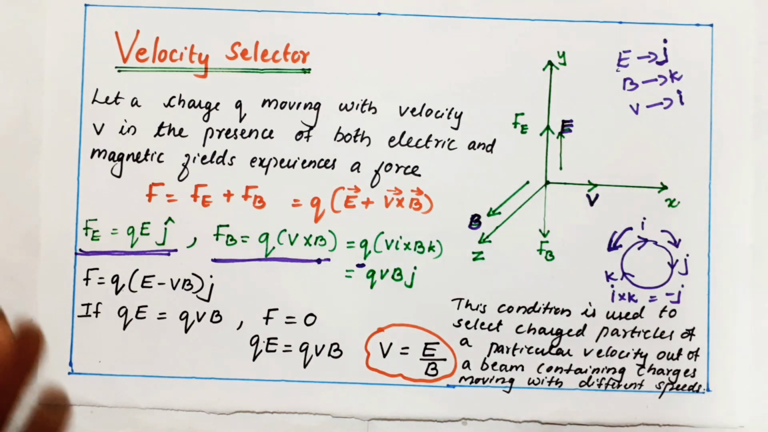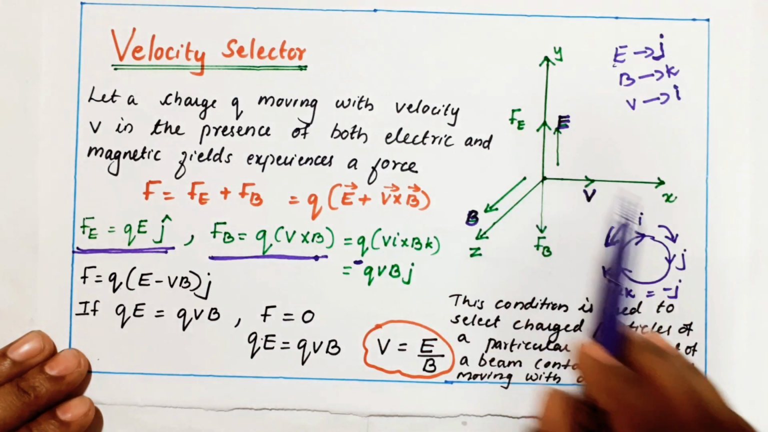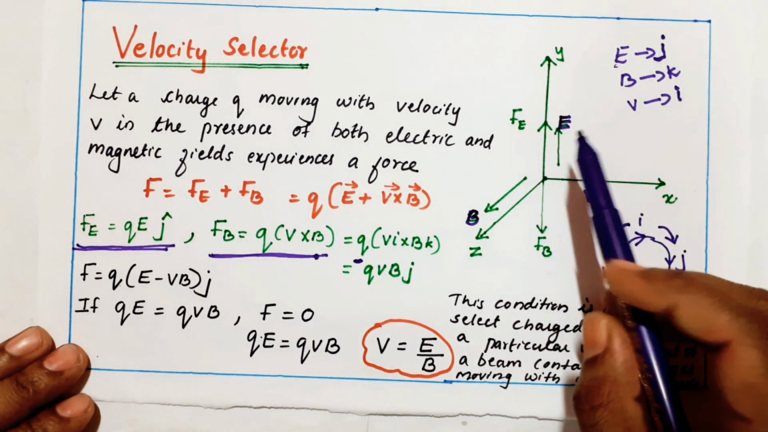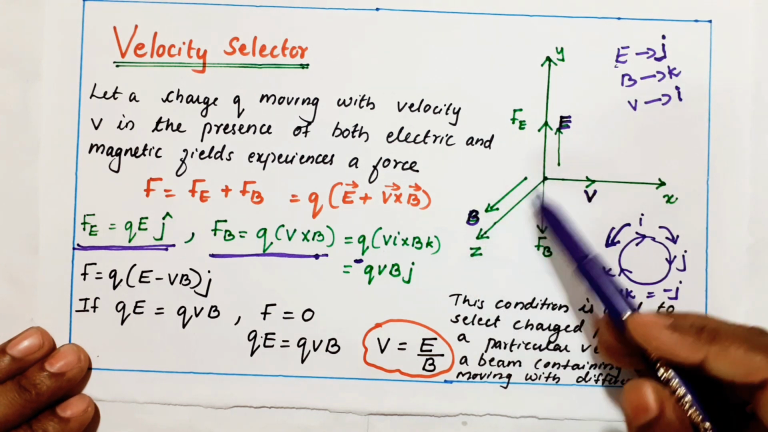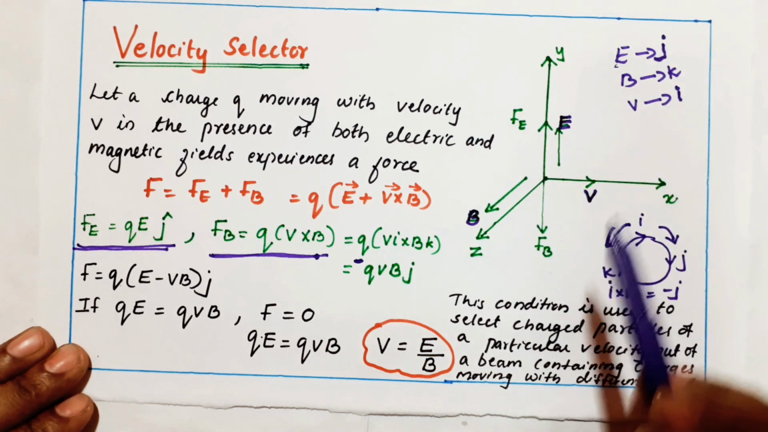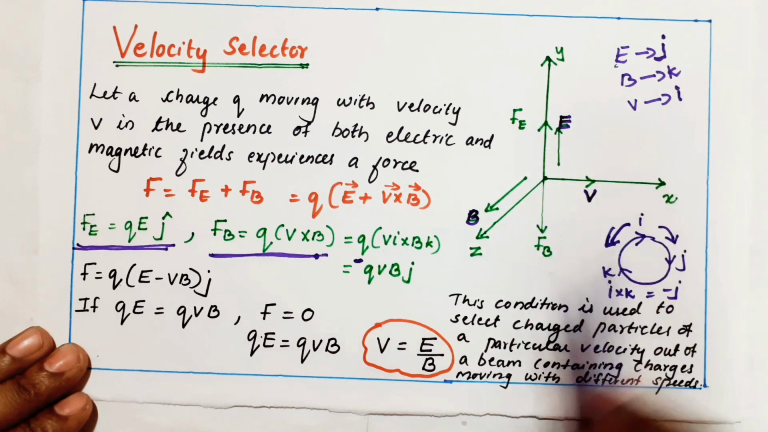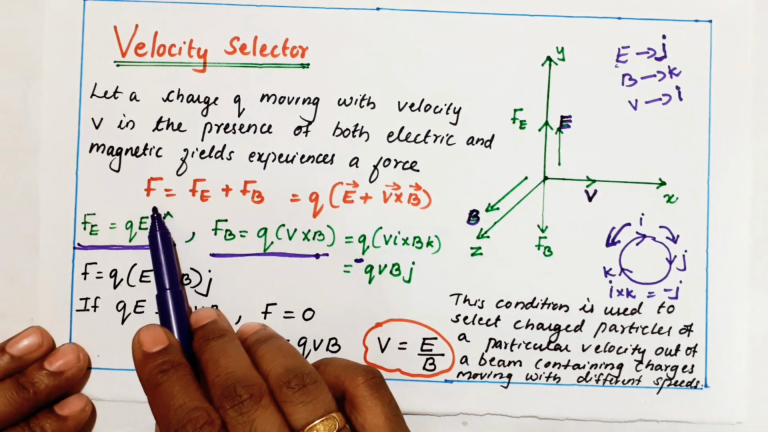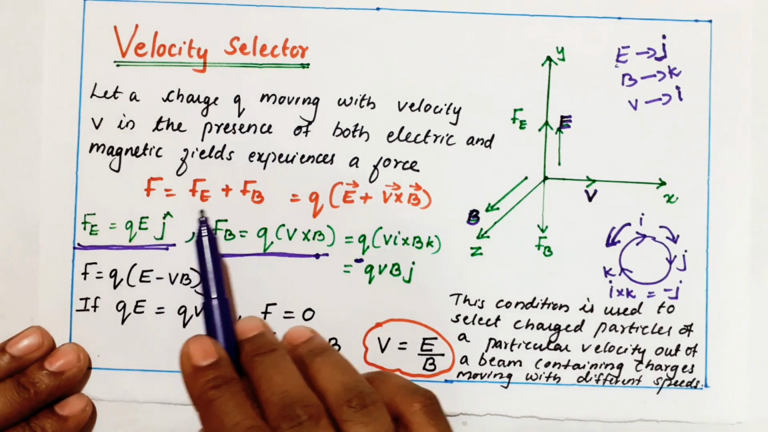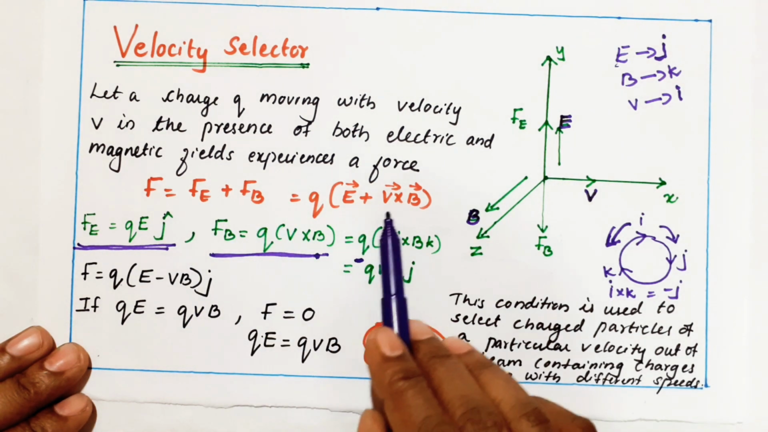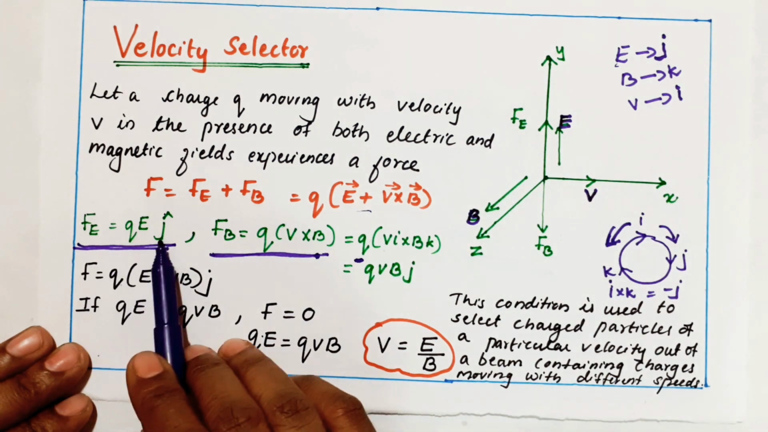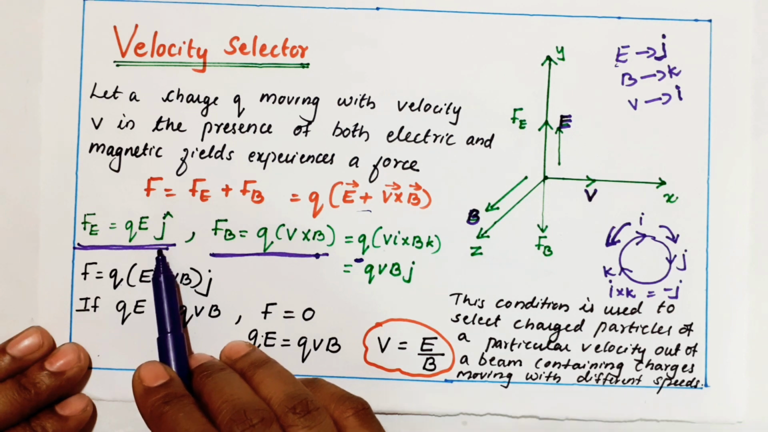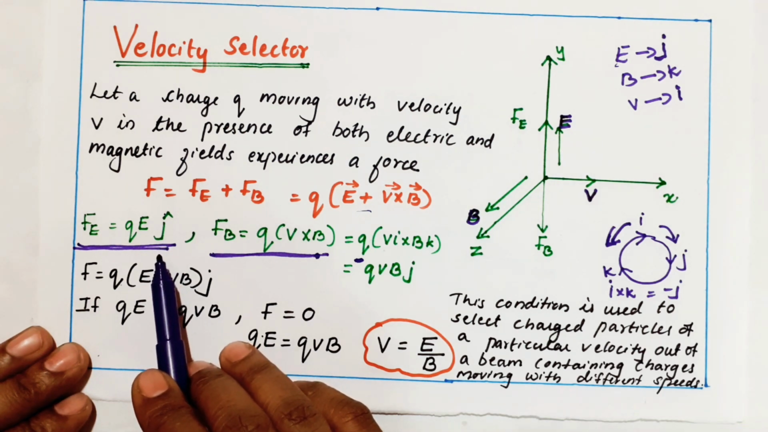So what I did is, I showed a diagram here with the electric field and magnetic field direction. In this diagram, electric field is along y axis, that is J. Magnetic field is along z axis, that is K. And the particle is moving along x axis. Then I wrote Lorentz force F is equal to Fe plus Fb, that is QE plus Q V cross B. QE, there is no problem because electric force is along the direction of electric field. So QE into J I wrote directly, because electric field and electric force will be in the same direction.